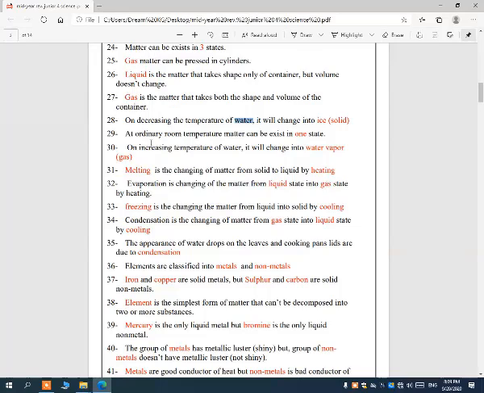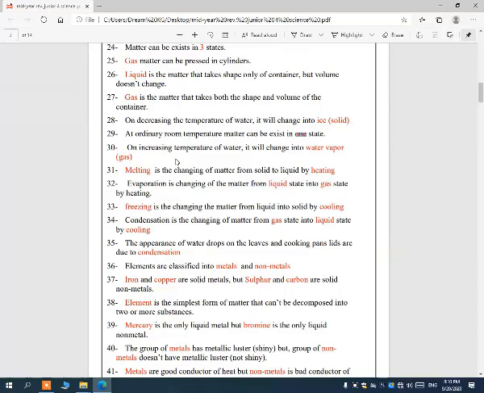Let's go to number 29. At ordinary room temperature, matter can exist in dots state, in one state. I said when you see the room temperature, when we are sitting in the room now, the matter exists in what state? In one state.